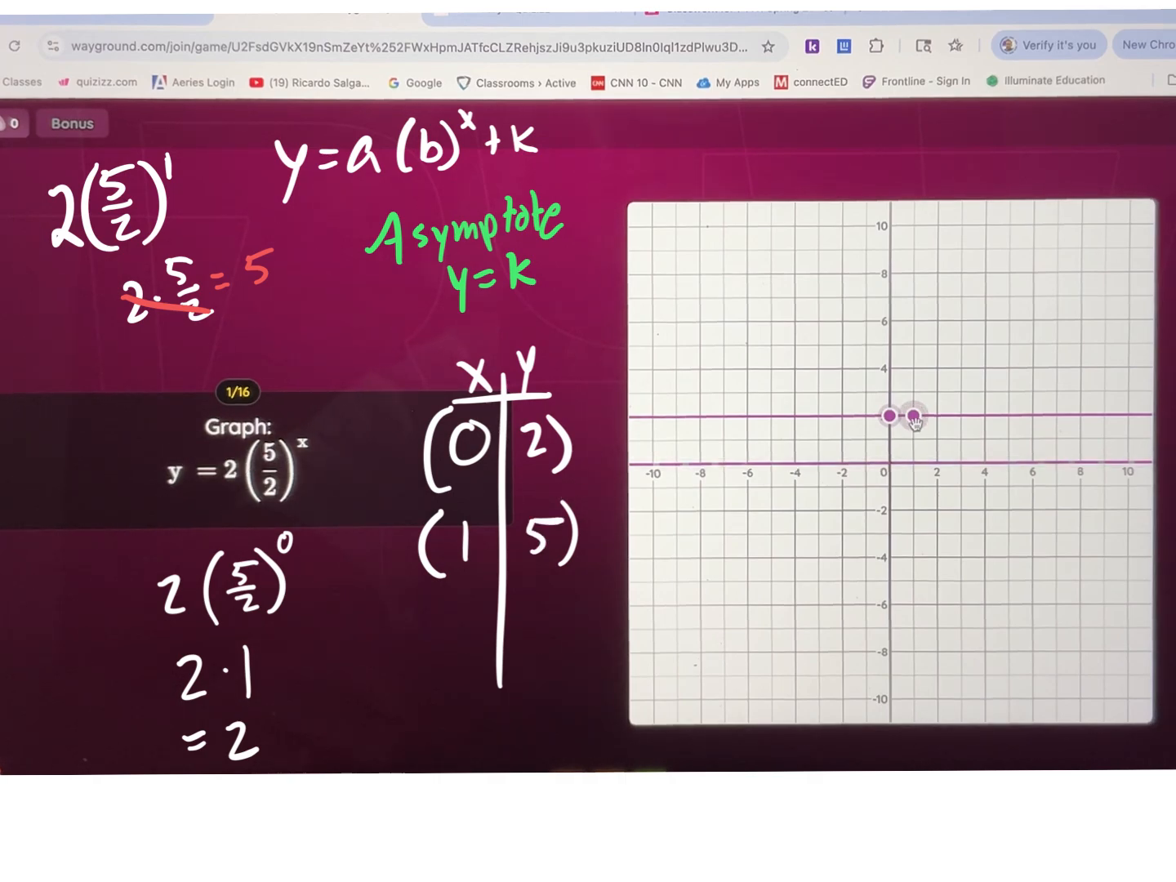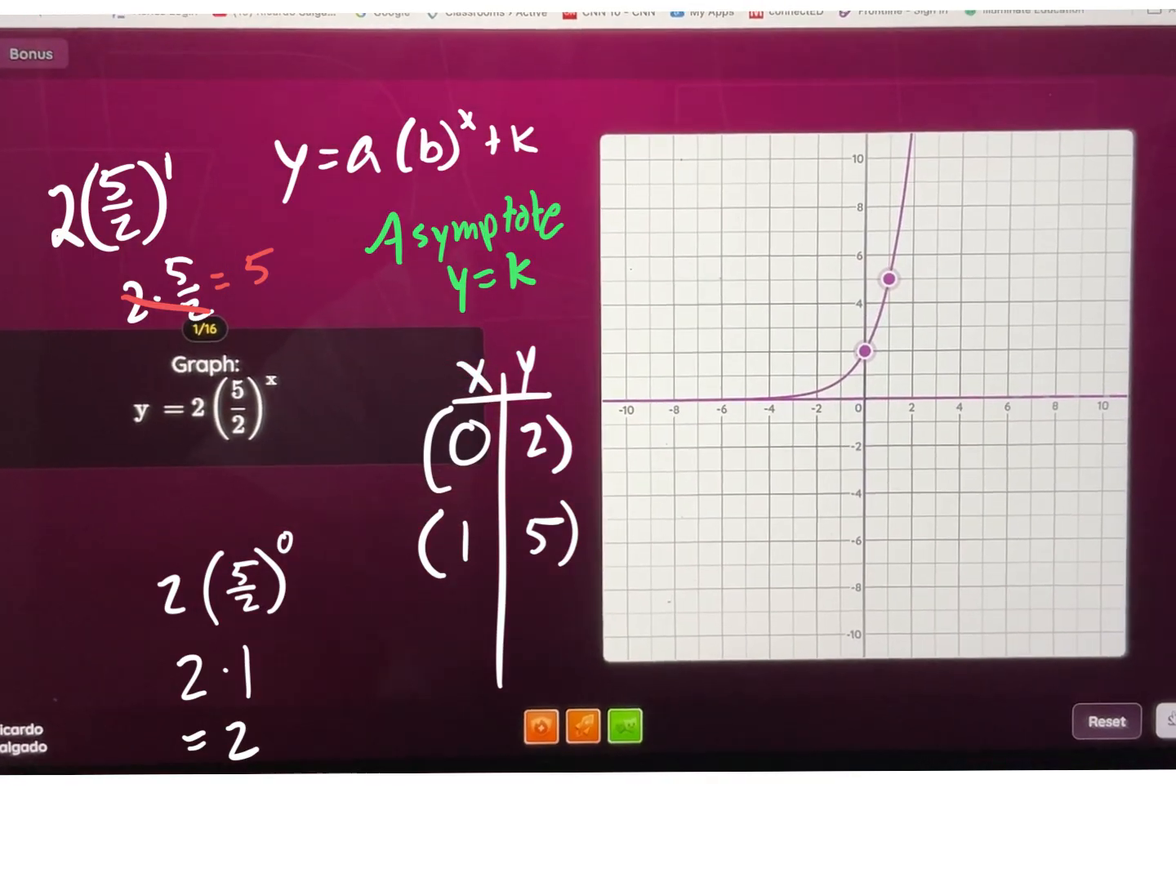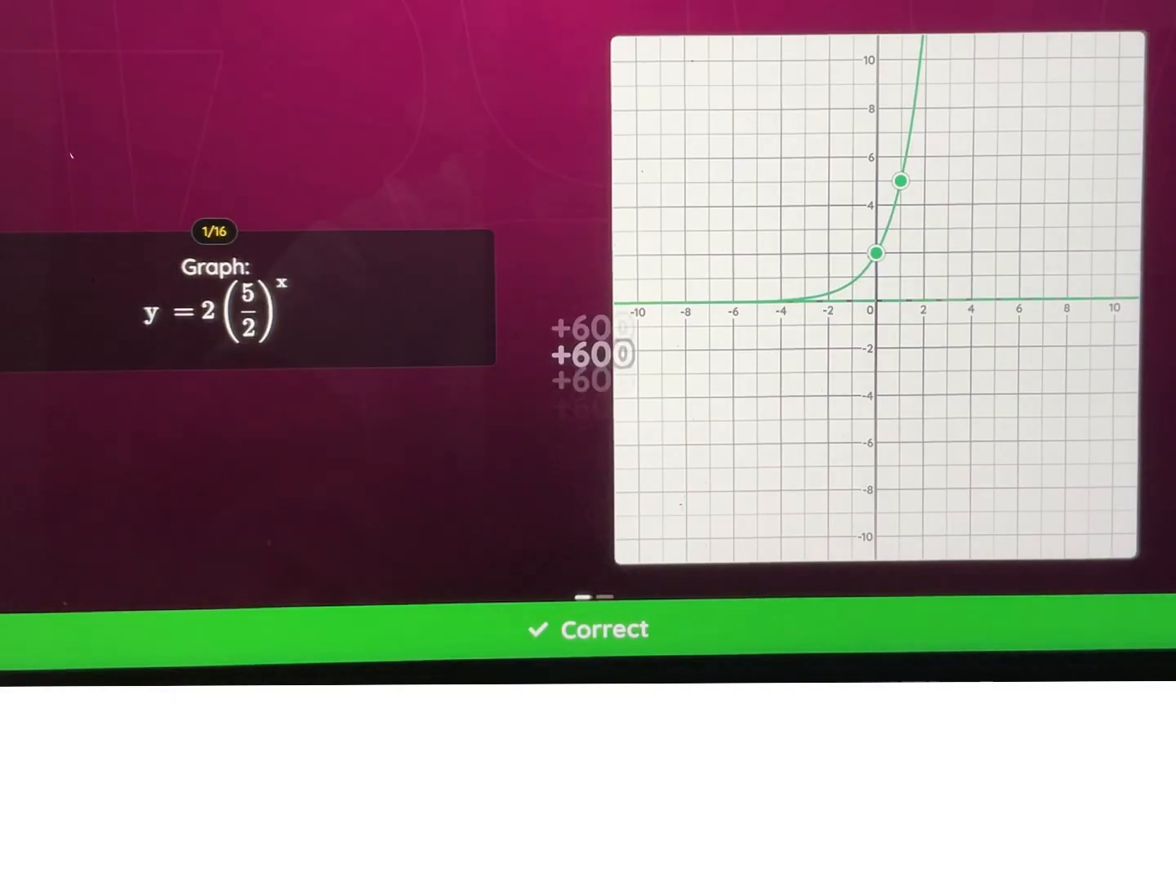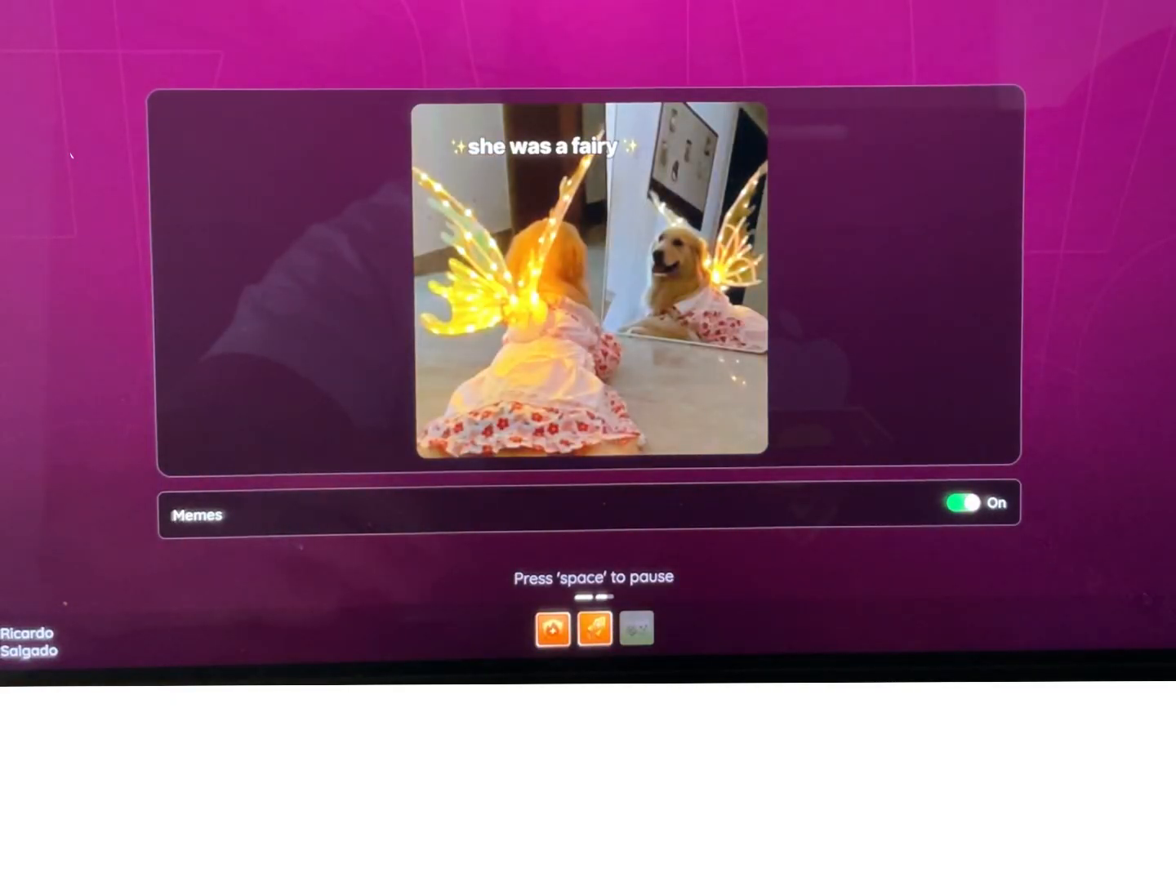So you take your point, you go to 1 on the x, 1, 2, 3, 4, 5 on the y, and that is your exponential growth function. Just hit submit, bottom left corner. Oh, you can't even see the submit, there it is. Hit the submit button right there, and you got yourself a correct answer.